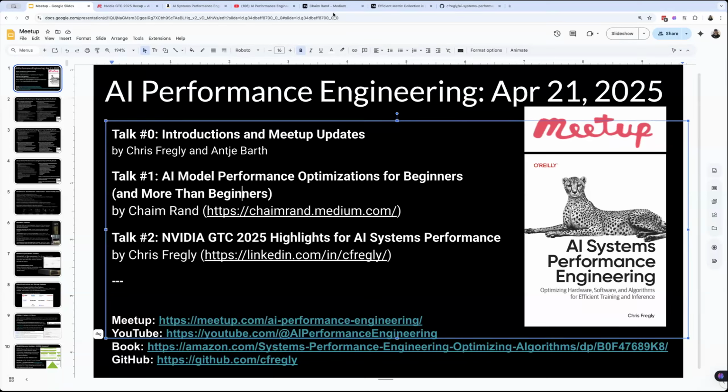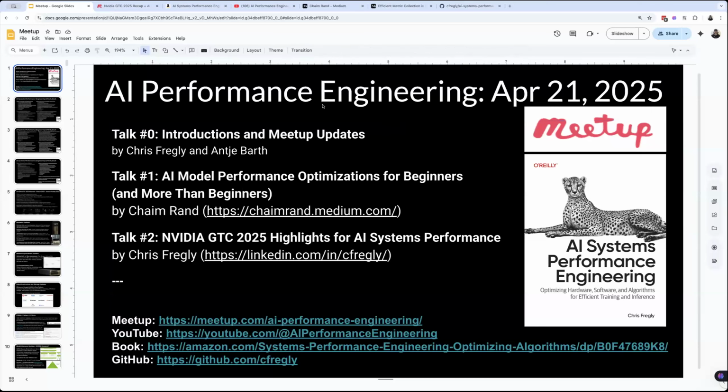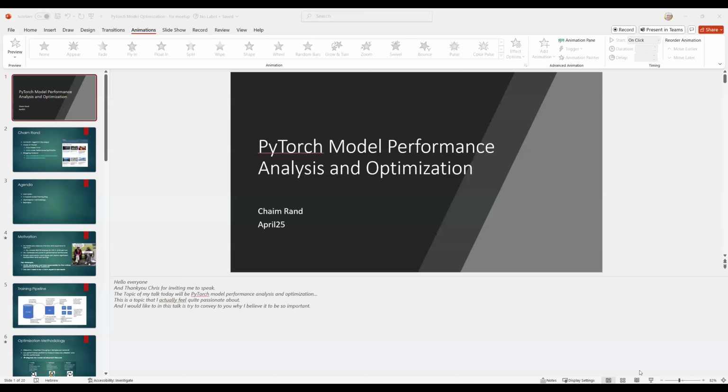Let me start by figuring out how to share my slide deck. Allow me... okay, hold on, let me unshare. I think it is this one. And just confirm that you guys can see; I think I'm showing you the notes.